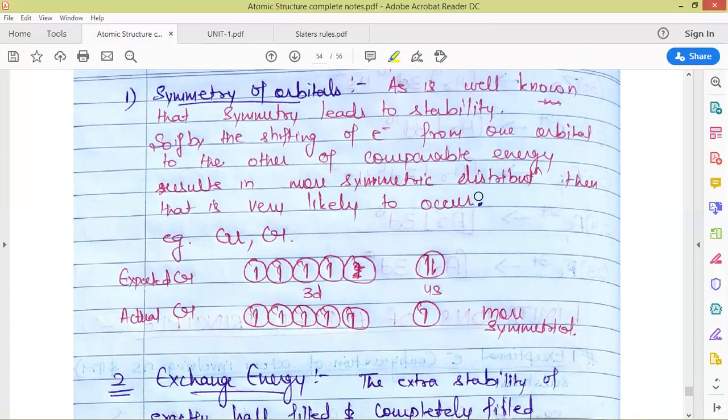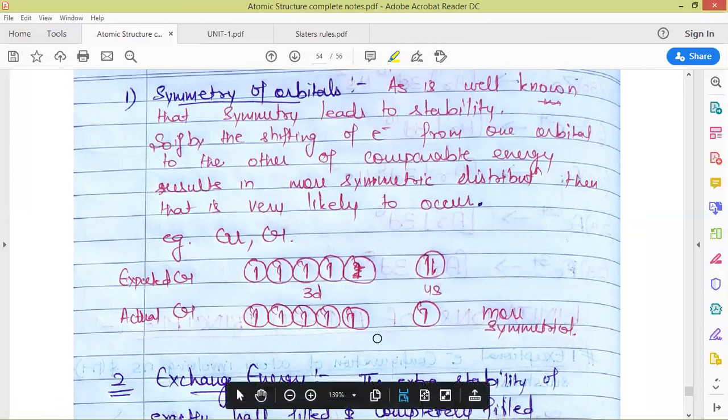This we have already discussed. We are taking the example of chromium, where 3d and 4s orbitals have comparable energy. Now, if we shift one of the electrons from here to here, this is the actual case. This configuration is much more symmetrical as each orbital in the 3d subshell and in the 4s orbital is singly occupied. So this is symmetrical in comparison to the other, and extra stability is associated with this configuration. So this is all about symmetry.